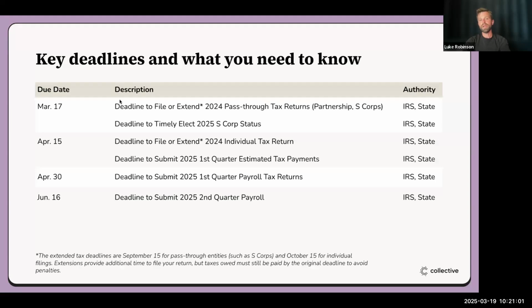But also, if you're already an S Corp or a business entity like that, that was also the deadline to file or extend pass-through tax returns for that. April 15th. That's a deadline everyone knows is coming up. That's a deadline, of course, to file or extend your personal tax return. But that's also the same deadline to make your first quarter estimated payment. So that's not fun. And then if you're running payroll, April 30th, you've got payroll returns, so on and so forth. So it can be a good idea to have the company help you navigate all this stuff.